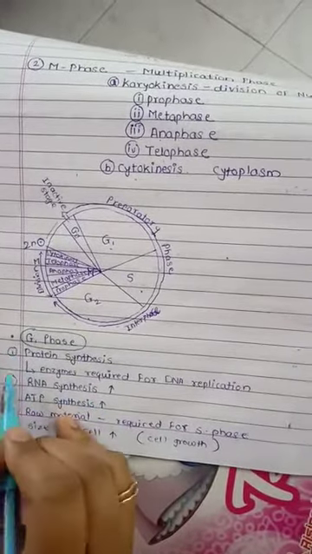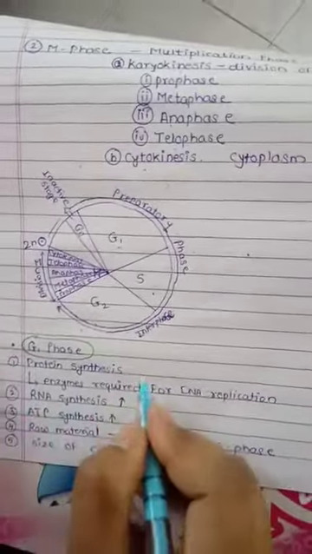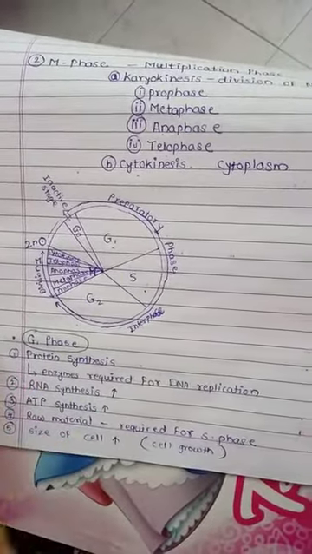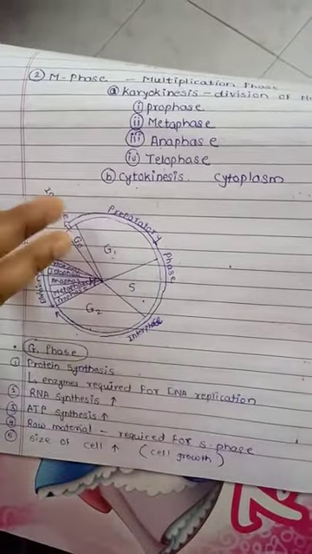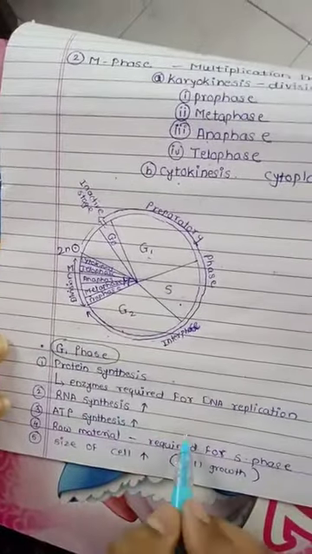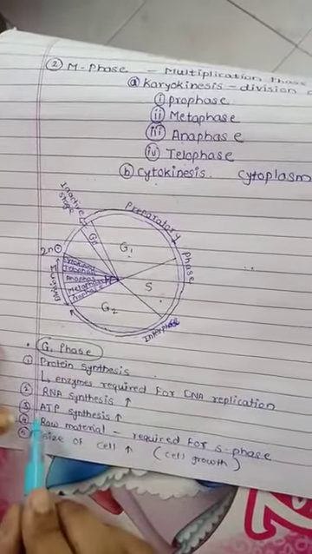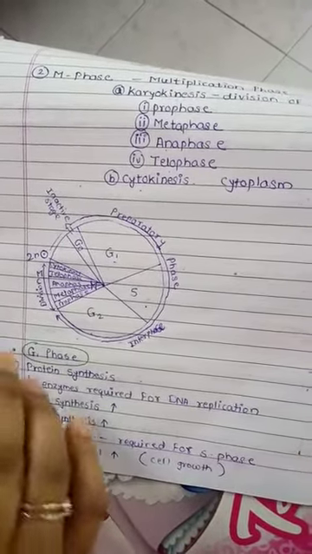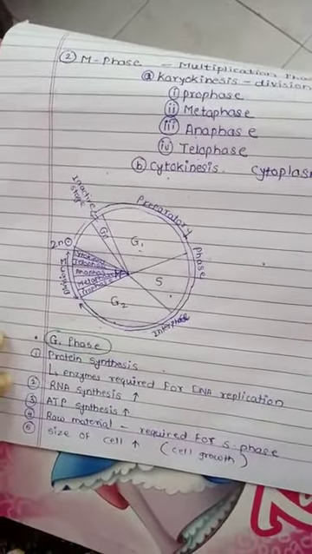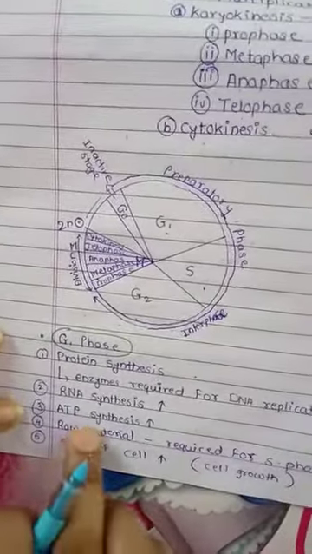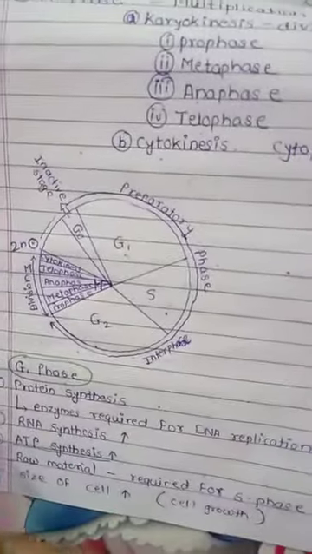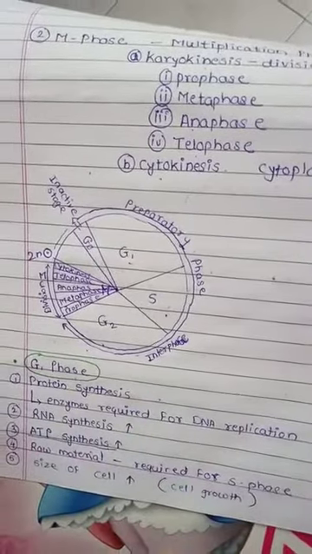In G1 phase, protein synthesis takes place. All the enzymes which are required for DNA replication are synthesized in G1 phase. Then RNA synthesis also increases in this G1 phase. Then the third point is ATP synthesis. All the ATPs are required for cell division, or for the chromosomes which are present in the cell. So here ATP synthesis is also increased.